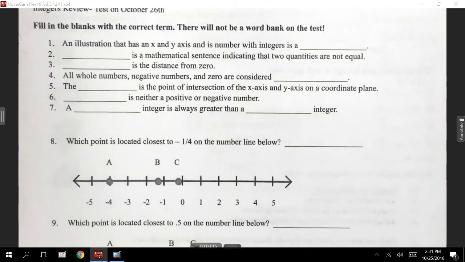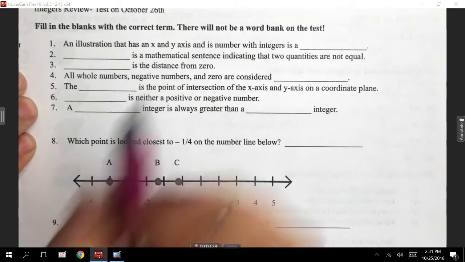Please spend some extra time tonight studying vocabulary. Guys, this could be up to 28 points on the test tomorrow. Please make sure you know your vocabulary tomorrow.